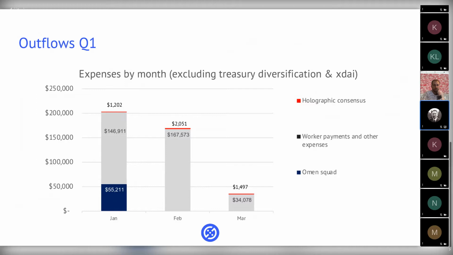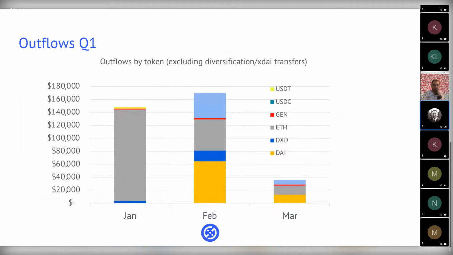And then the last one here, I think, underscores this point a little bit more. So this is looking at the outflows by the token that comes out of the treasury. So, of course, in January, almost all of the outflows were in ETH, even if they were for worker payments. But you can see in February and March, and this slide excludes the treasury diversification and authorization in the XDAI transfer, so this is just for flows for payments, expenses, other things. And so you can see, starting in February and March, we basically have much less payments based in ETH and much more of the stable coins, which of course I think is what you would expect.